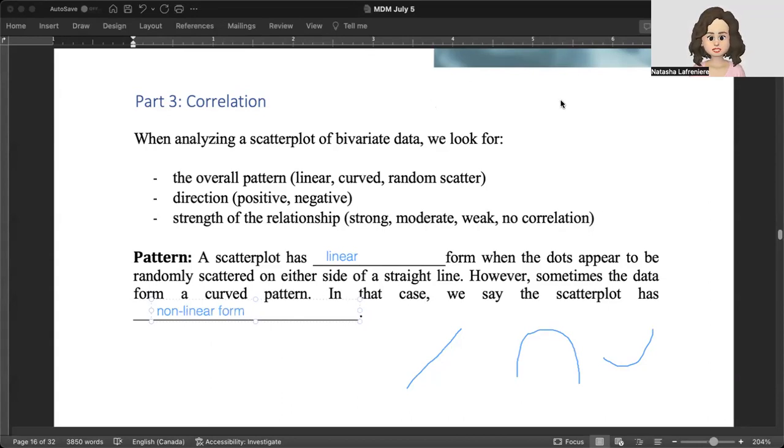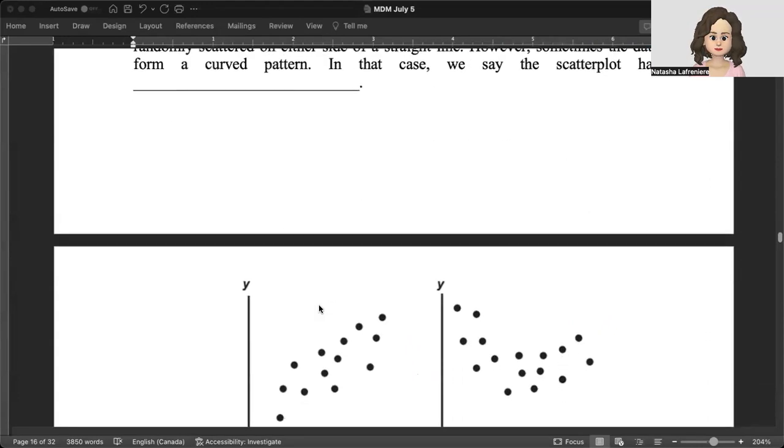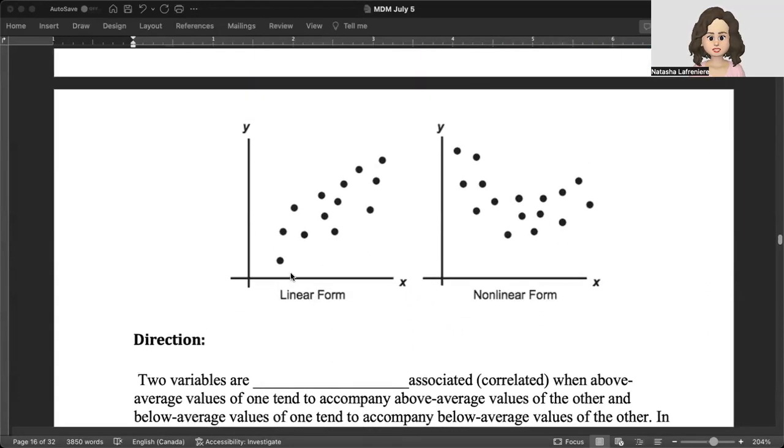So I'm going to clear this. Okay, so for example, here we have a linear form. If you were to take a line, it would follow a certain kind of pattern. So that's linear, whereas the one beside it is a kind of curved system, so that would be a non-linear form.